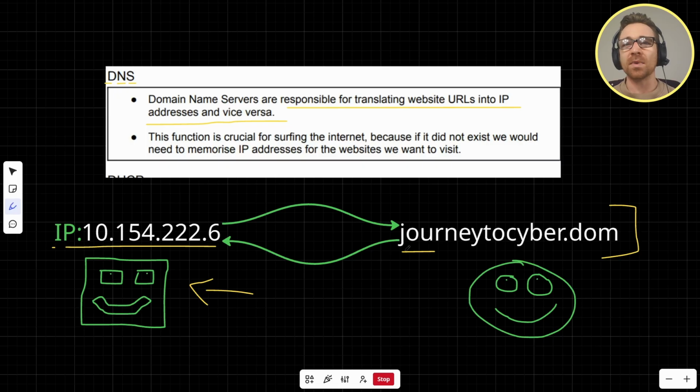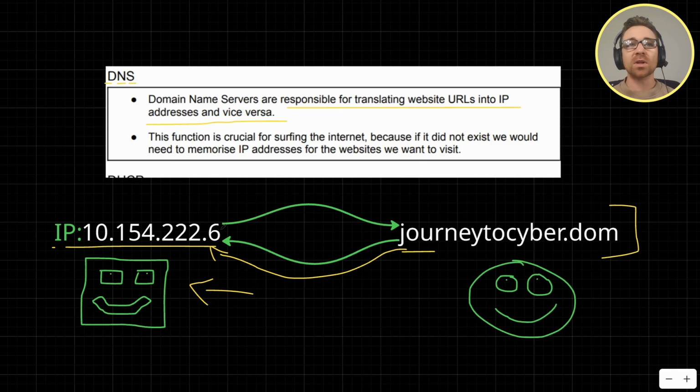I don't know what that means. I'll have to look up the IP address. Oh, okay. So they actually want to go to this IP address. Now I know where to take you. So a DNS server translates between domain names and IP addresses and vice versa as well. That's pretty much what you need to know.